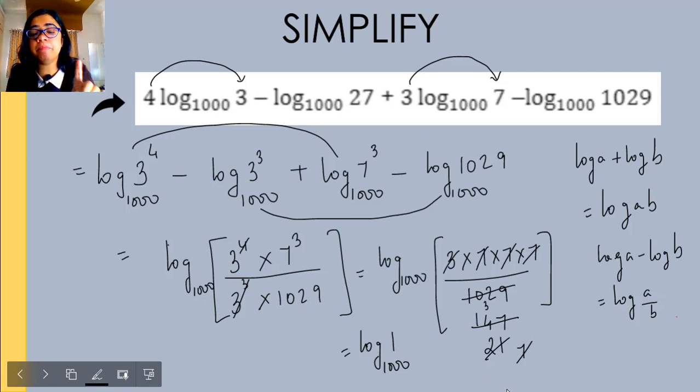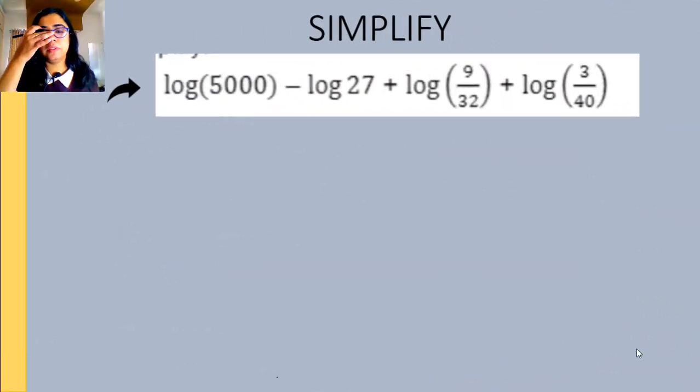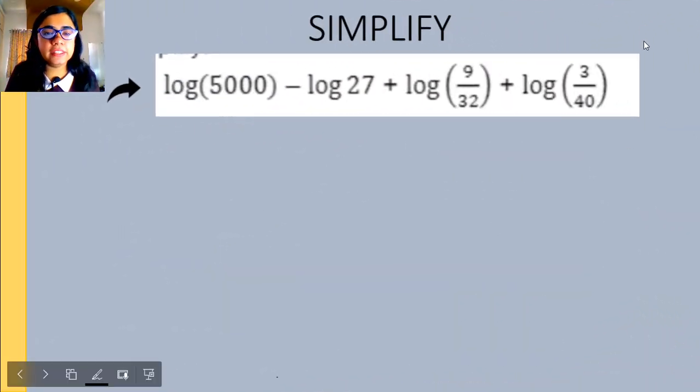And if you remember, in the previous video we had discussed that log 1 to any base is always 0. So this value clearly becomes 0. Okay? I hope this is clear. Moving on to the next question. Yes, check out. This is your next question.